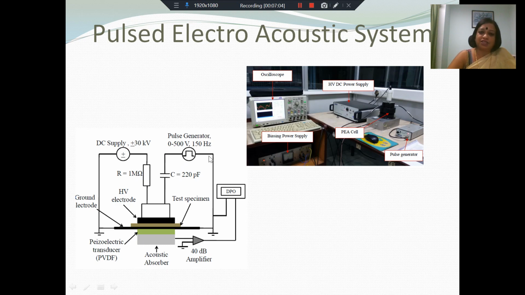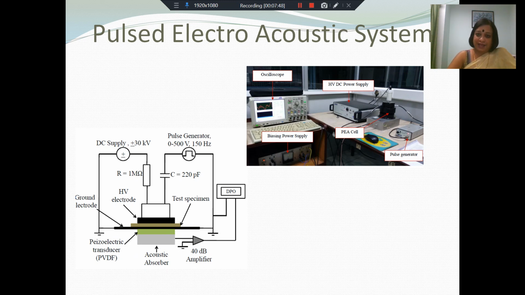Apart from that, you have a pulse generator. So there are two supplies, two fields that are applied. First is the continuous DC voltage which is applied across the material, which can be plus minus 30 kV. Depending upon the thickness of the material, the field across the material will change. And additionally, we have a pulse generator which sends a pulse through the material. Near the ground electrode, you have a piezoelectric transducer.